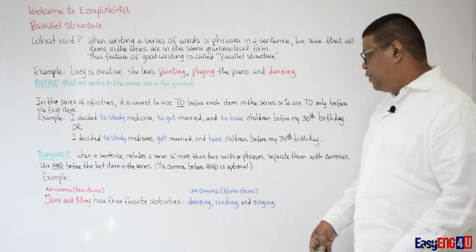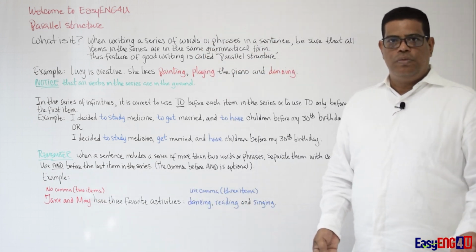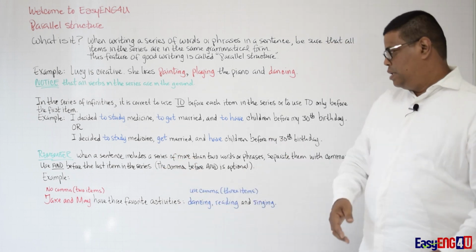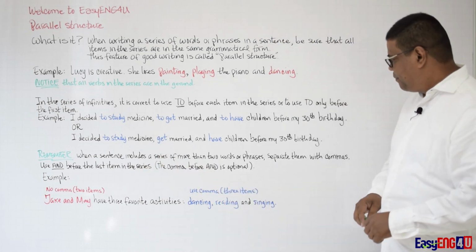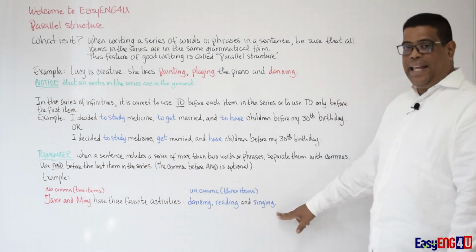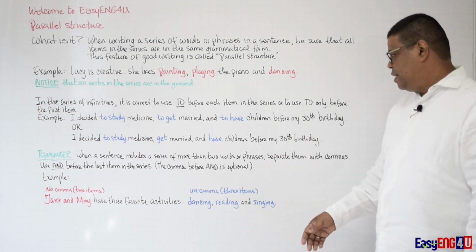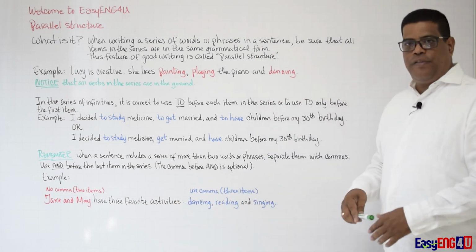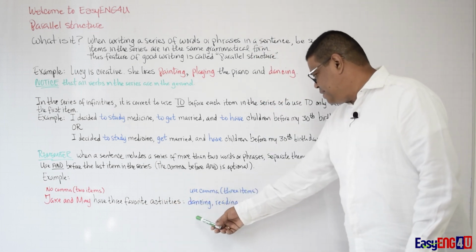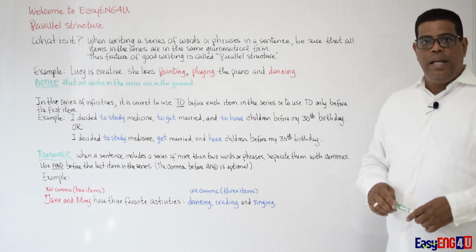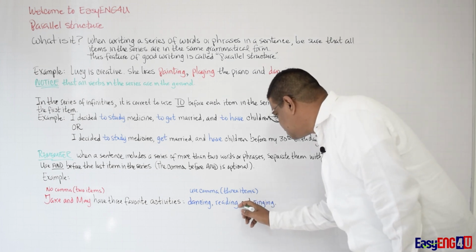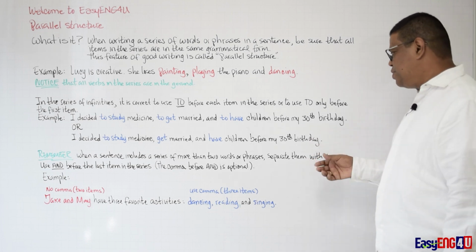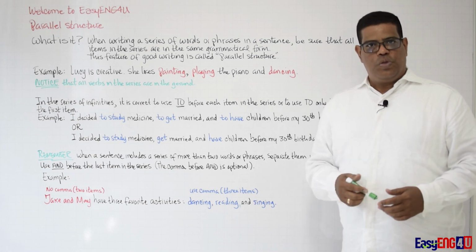Okay? Here, for example, I only have 2. Okay? I don't have to use a comma to separate Jake from May. But here, dancing, reading, and singing, I have more than 2 items. I need to use the comma here. So the example says, Jake and May have 3 favorite activities: dancing, reading, and singing. If I want to, I can use the comma before and. If I don't want to, I don't use it. Why? Because it's optional. Okay?